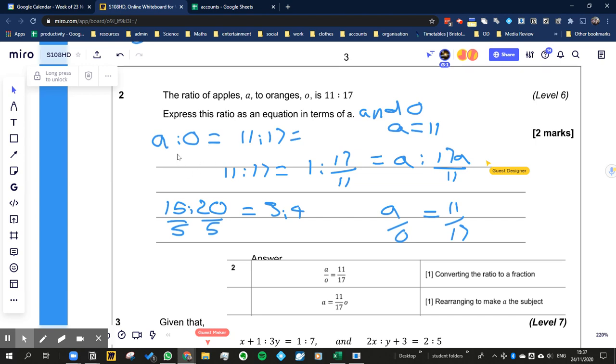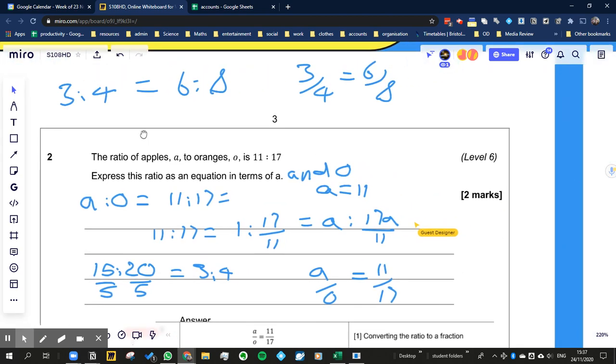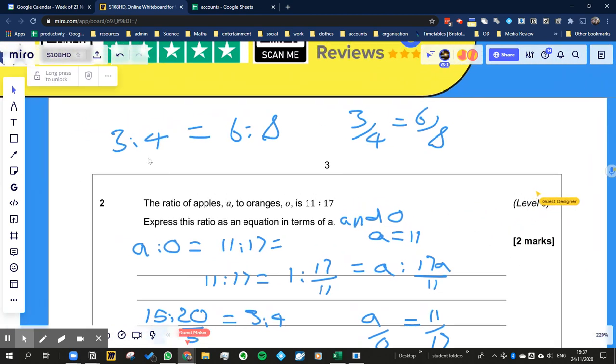So if A to O is 11 to 17, what the mark scheme is actually suggesting is that you turn that into a sort of fraction equation. So what I did up here, as I said, because we know 3 to 4 is the same as 6 to 8, you can actually think about it in terms of a fraction, that 3 over 4 is the same as 6 over 8. The mathematics is the same, right?